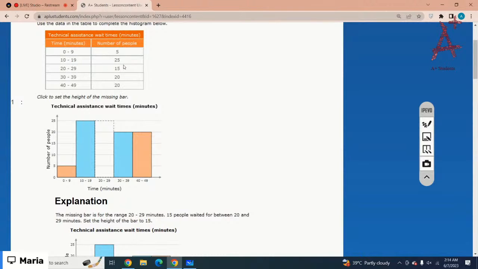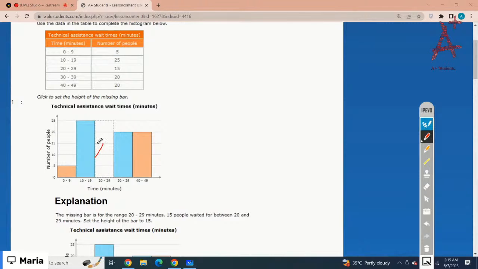Then for 20 to 29, you have 15. So you don't have any bar for 20 to 29. Let's make the bar for 20 to 29 that has the value 15. So here you have 15. Here it is 15. Got it?